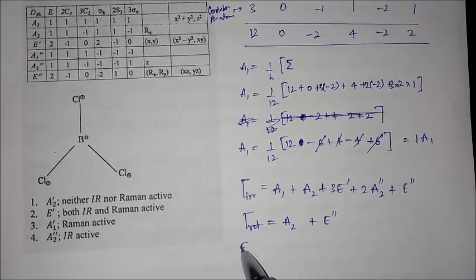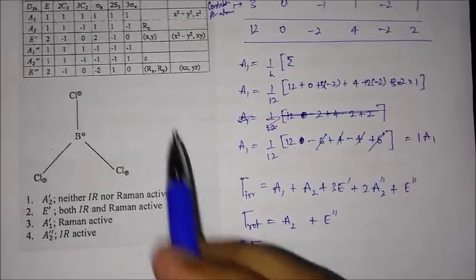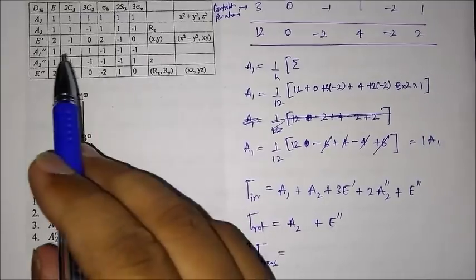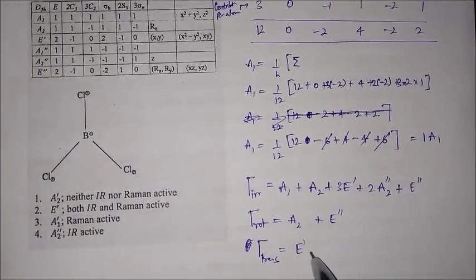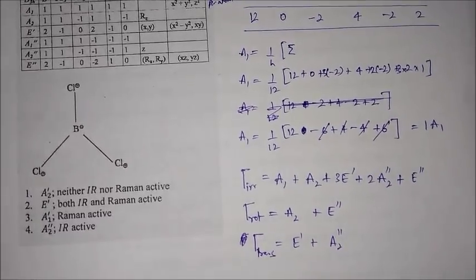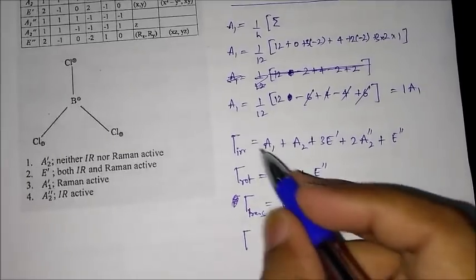Then write the translational. Translational will be the ones in which x, y, or z is written. That is given in front of e prime and a2 double prime. Now in order to find the vibrational mode, just subtract these two from the irreducible representation.